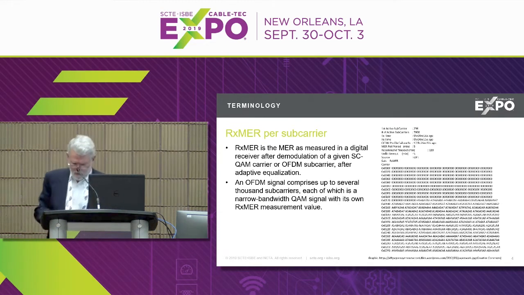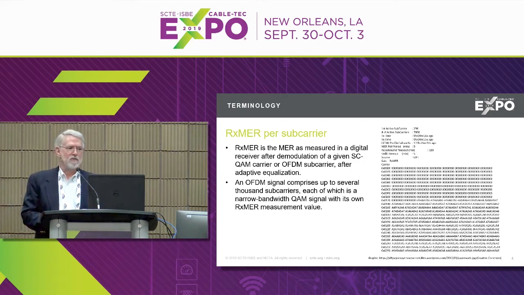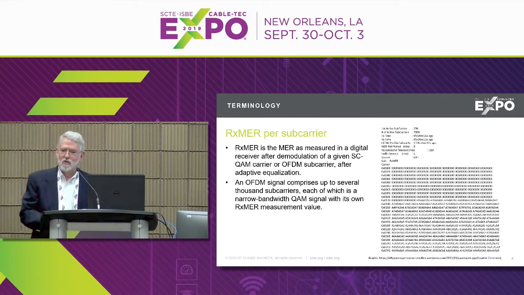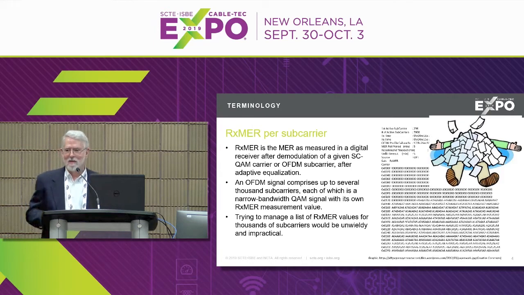Now, I mentioned a moment ago that an OFDM signal comprises upwards of several thousand subcarriers, and keeping in mind that each one of those data subcarriers is a QAM signal. How on earth are you going to manage MER per subcarrier or RxMER per subcarrier if you've got thousands of those things? Well, you can do this. You can command the modem to return the values for RxMER for all the subcarriers. And this is from a real cable modem. However, there are several thousand values here, and that becomes a little bit cumbersome to try to manage, so I don't think we want to go down that path.